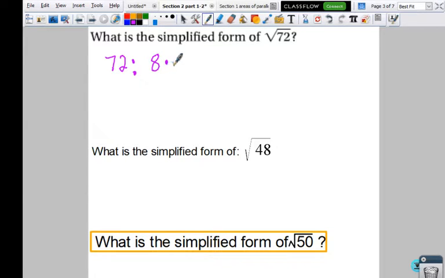Luis, what can I multiply to get 9? 3 times 3. That's really 3 times 3, right? Ruben, what can I multiply to get 8?